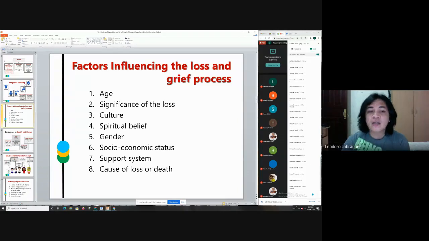Okay. Age. Age is an example of a factor in the grieving process. So that we can have an activity here, here's what we're going to do. I'm going to flash these factors. These are 8. And I'm going to call one student to answer how it affects or influences loss and the grieving process. I will give you 5 minutes. You do not know whom I will call. That's why you need to be ready. Is it okay? 5 minutes?